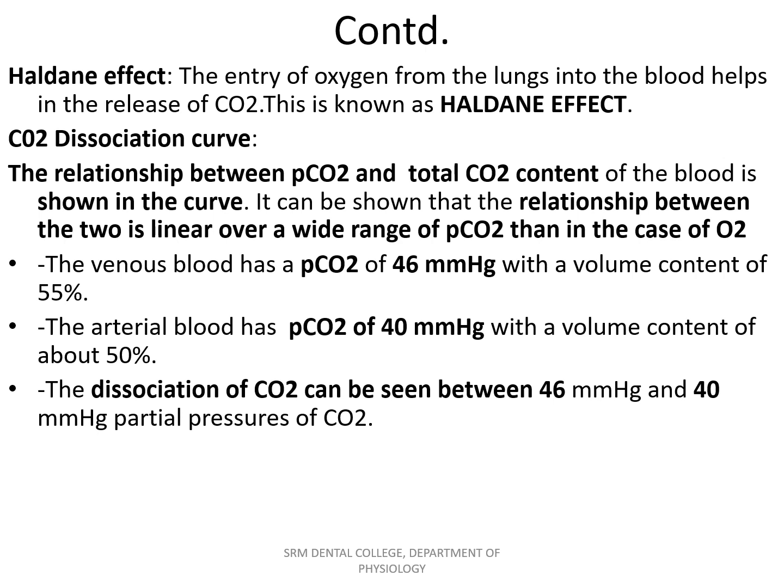So the venous blood has PCO2 of 46 mmHg with a volume content of 55%. The arterial blood has PCO2 of 40 mmHg with a volume content of about 50%. The dissociation of carbon dioxide can be seen between 46 mmHg and 40 mmHg pressure of carbon dioxide.